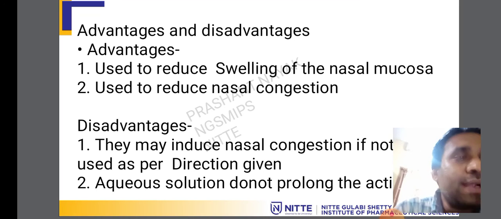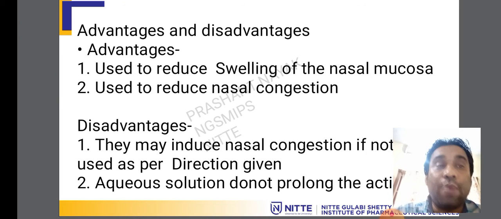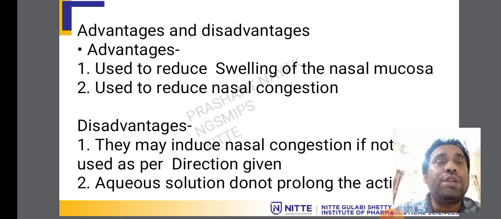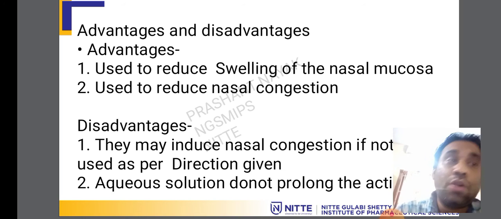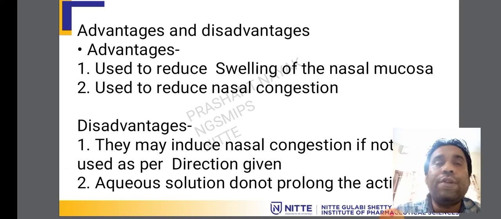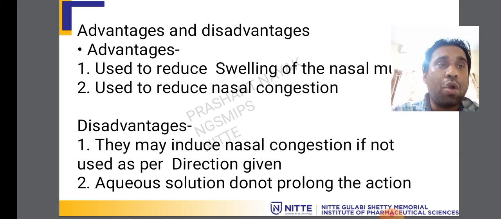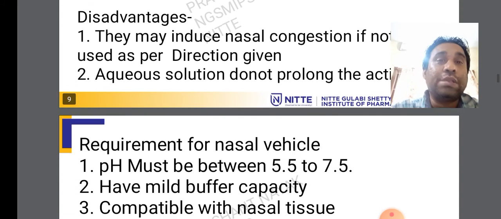What are the advantages and disadvantages of this preparation? Advantages: used to reduce swelling of the nasal mucosa and to reduce nasal congestion. As you all know, we have Otrivin nasal drops. We also have sodium chloride or normal saline nasal drops. Disadvantages: they may induce nasal congestion if not used as per the directions given. Aqueous solutions do not prolong the action. So these are the disadvantages.